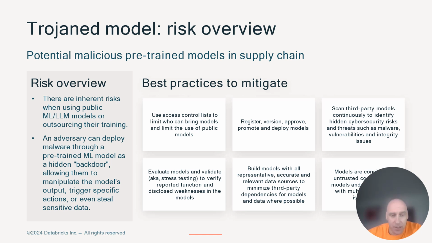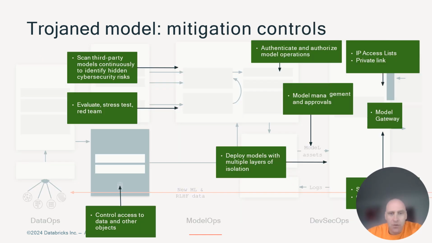So let's have a look at some of the mitigations or some of the controls that we can deploy to prevent those risks. So again, we need to scan third-party models continuously to identify hidden security risks. If you guys explore, there are even now papers where people have developed specific LLM models that allows you to scan other LLM models to discover any potential risks. You can evaluate, stress test, and red team your models. You need to authenticate and authorize model operations. So again, you need to make sure you authorize specific pipeline deployments. You need to have two-person control checks and things like that.